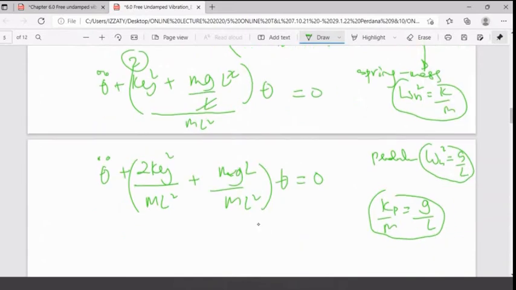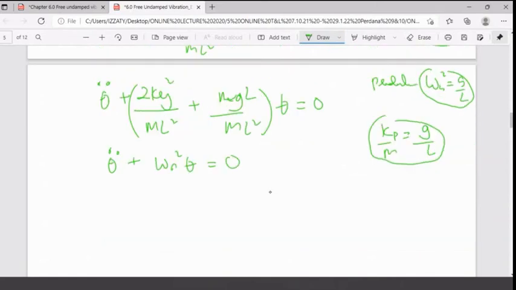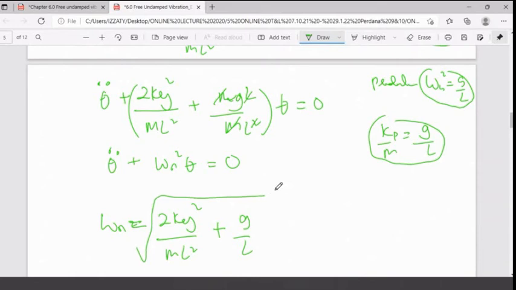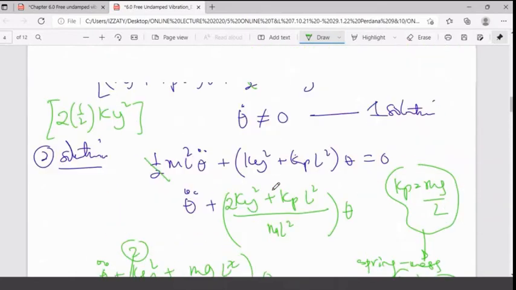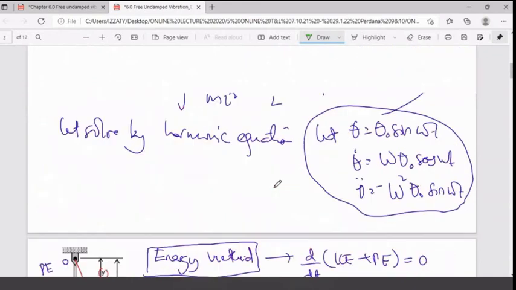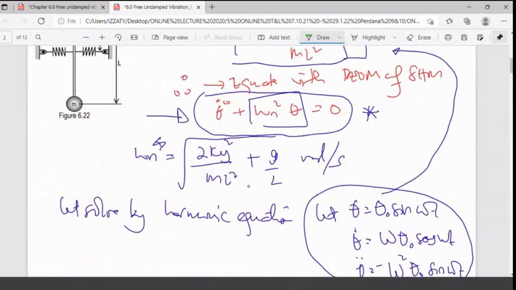And again, when you equate with the equation theta double dot plus omega n square theta equal to 0, finally you'll be getting omega n equal to this guy: 2ky square by ml square minus g by l, this one cancels. And this one gives you the same result as previous. Does it give the same result? It's correct, yeah. Same result as previous.